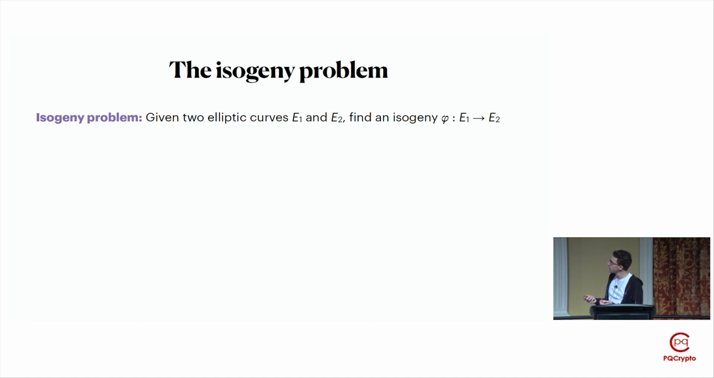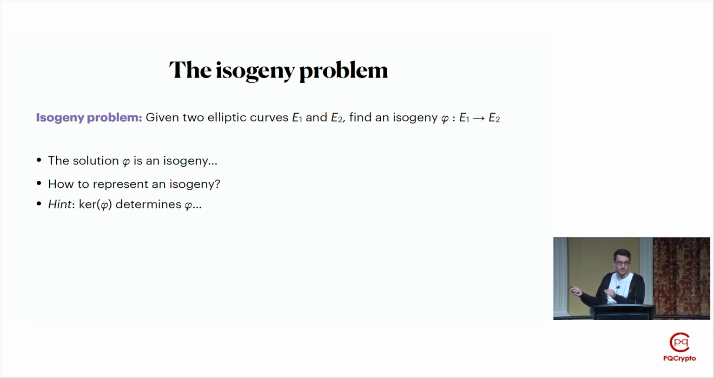But now what does it mean to find an isogeny? How does it look like? How do you return an isogeny? An isogeny is a map. How can you describe it? A first hint in that direction is that the kernel of an isogeny, as I said, it's always something finite, it fully determines the isogeny, at least up to isomorphism.